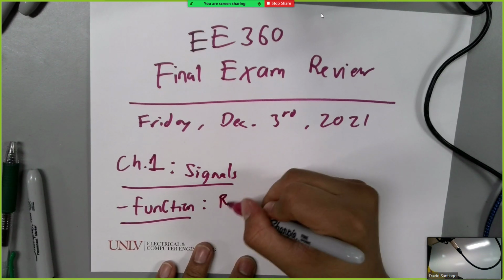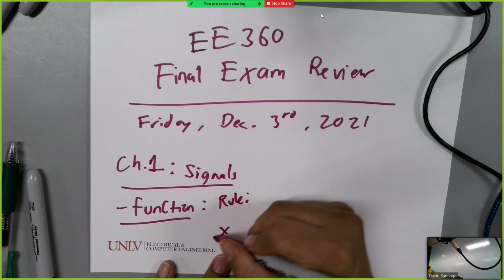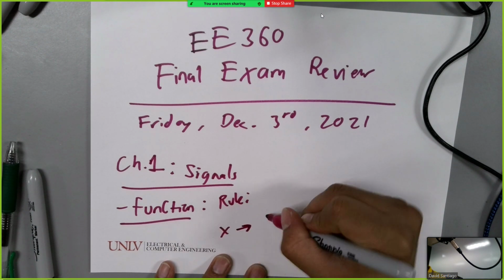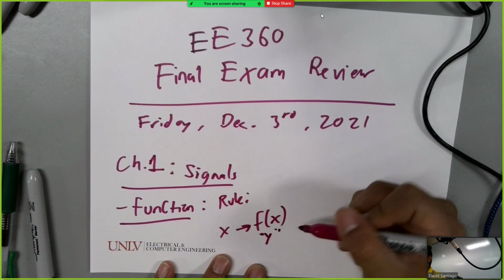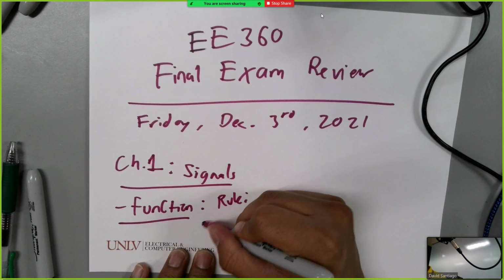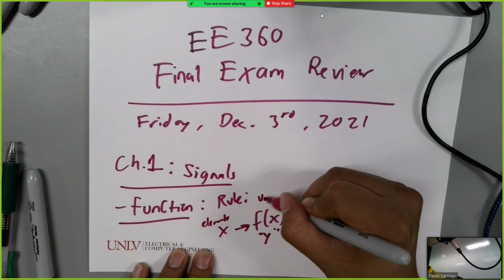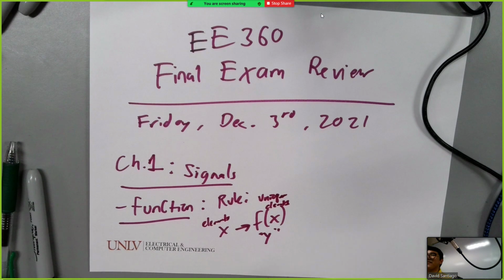It's a rule that basically takes some elements from set x to another element, let's just call it f of x or y or something like that. It takes elements from a set x to unique elements. Remember that? First definition. And then same thing if we go to chapter 2, there are transformations. So, easy one. And then there are other things we talked about in signals and systems.